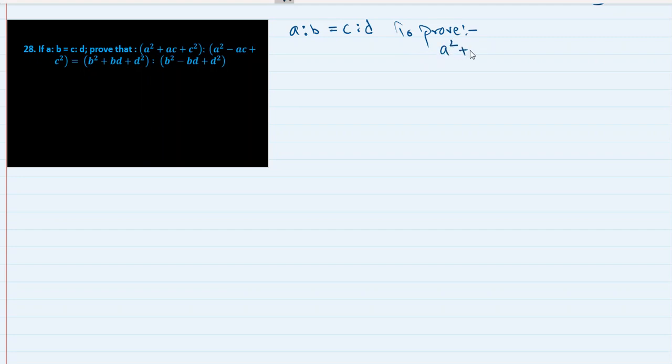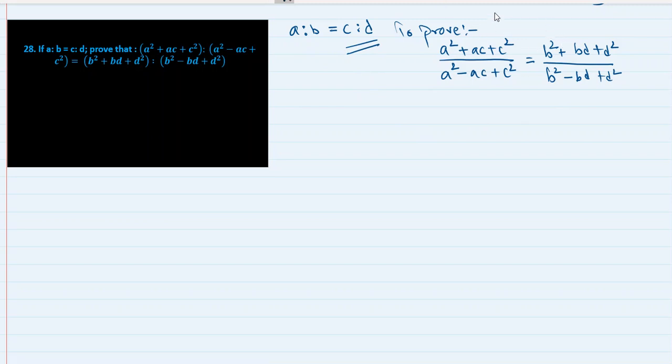A square plus AC plus C square by A square minus AC plus C square is equal to B square plus BD plus D square by B square minus BD plus D square. You have to prove this complicated thing from, and it has been given that A is to B is equal to C is to D. You have to prove this thing.